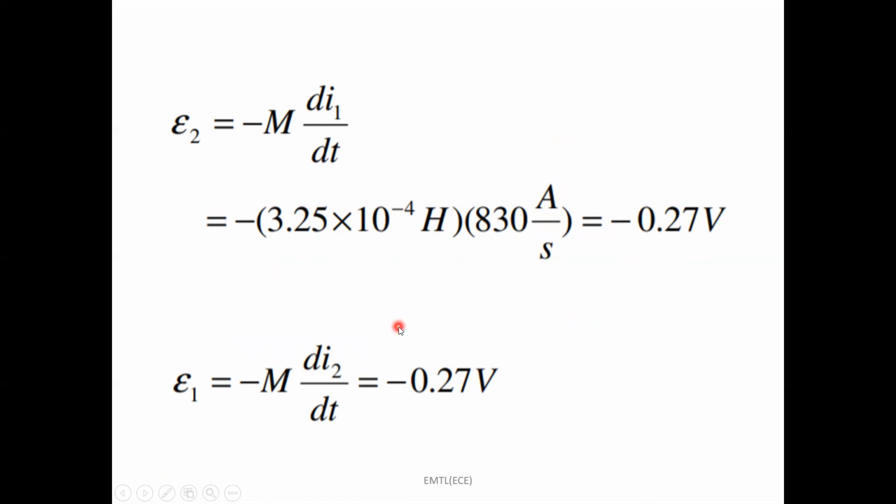As the current passed through both the coils is the same, the mutual inductance is also the same. So automatically the mutual inductance developed in the other coil is also the same. Then the induced EMF on both the coils is equal. The induced EMF on coil 1 is equivalent to minus M dI2 by dt, so its value is also equal to 0.27 volt.